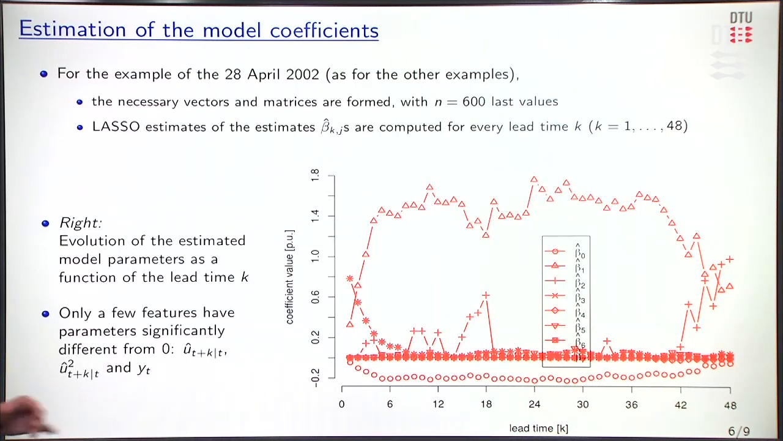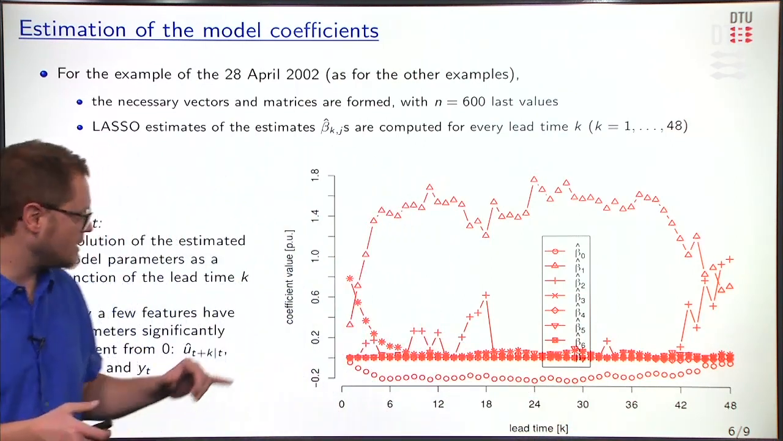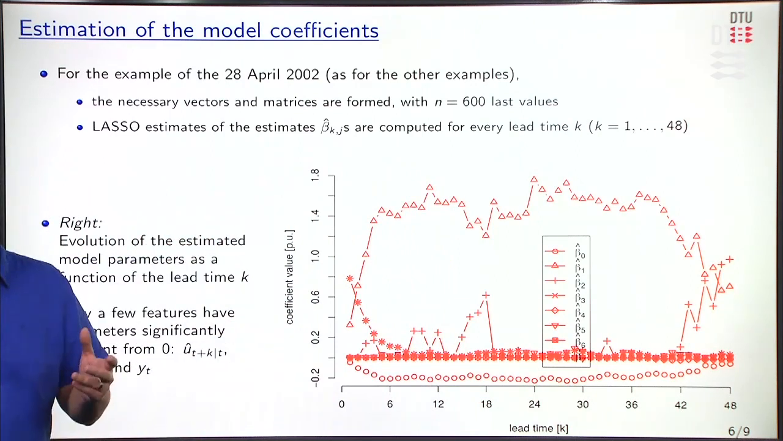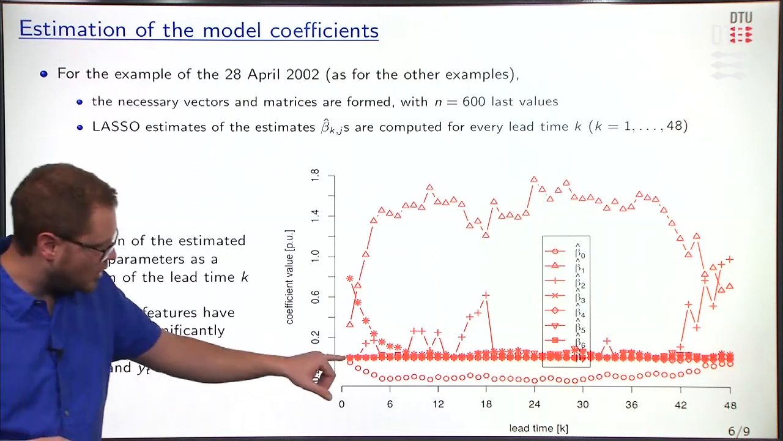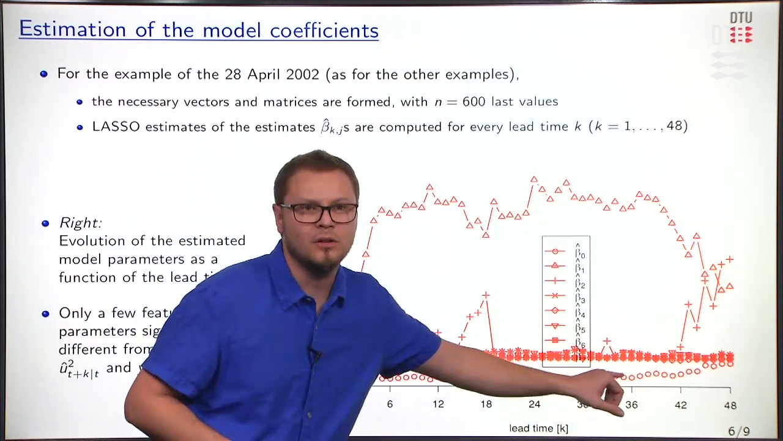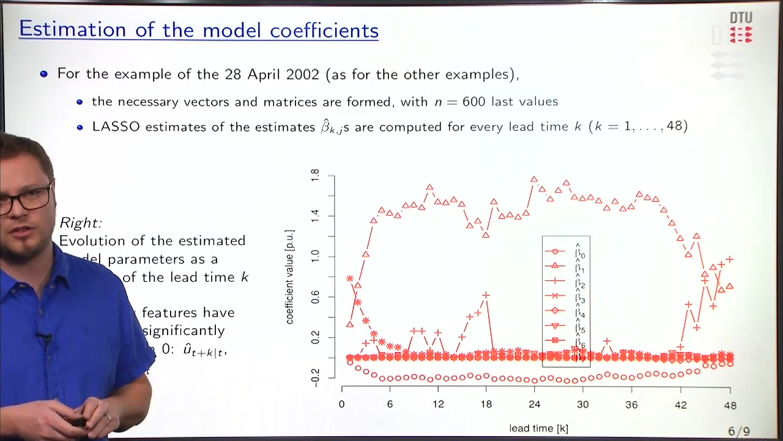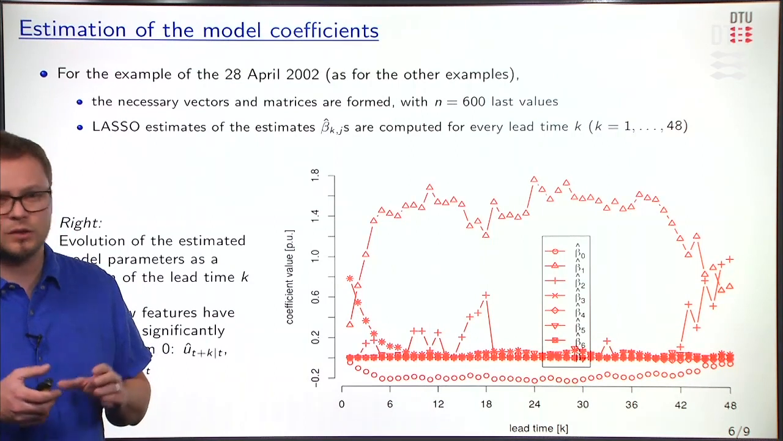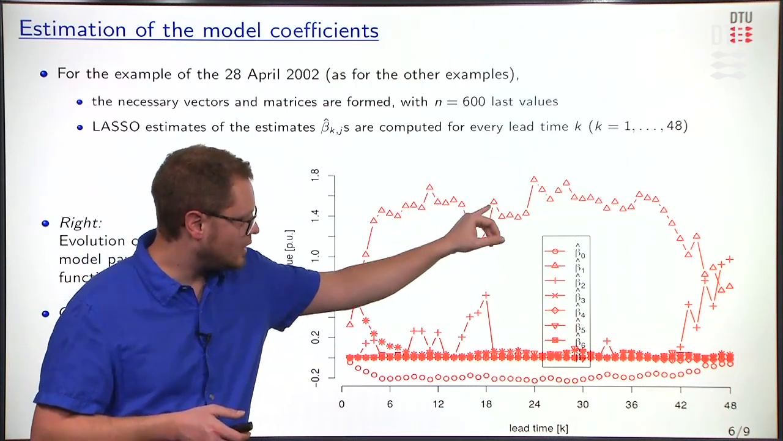They are computed as a function of the lead time, here between 1 and 48, and this would be the coefficient value in per unit. Right. So if we were to look at these various coefficients, we see that a lot of the coefficients are equal to 0, which was the purpose of the lasso. It really forced these coefficients to be pushed away if they were not significantly useful for forecasting.